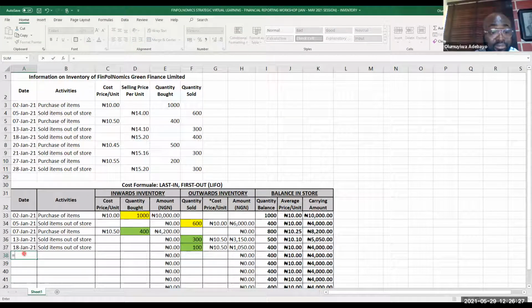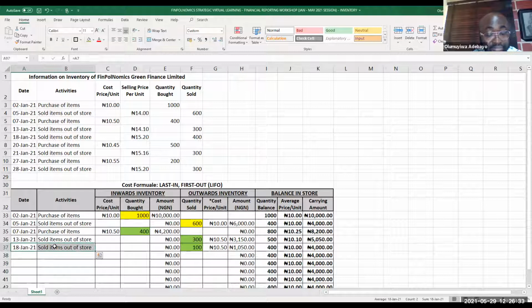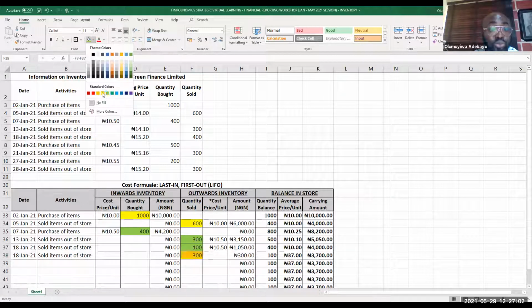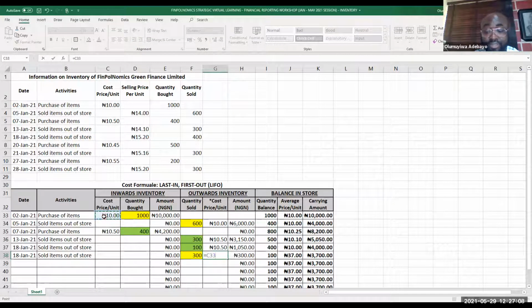Now, on the same 18th, it is 400 to sell, but I sold 100 from the last batch. It then means that I can now proceed to the first batch to sell the difference between this 400 and the 100 that was taken from the immediate last batch. I have to take from this yellow batch to meet up with the sales demand. And at what price? It's at 10 naira, which is the yellow batch.